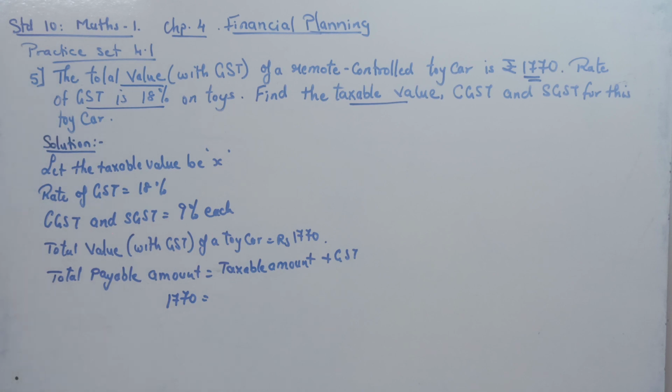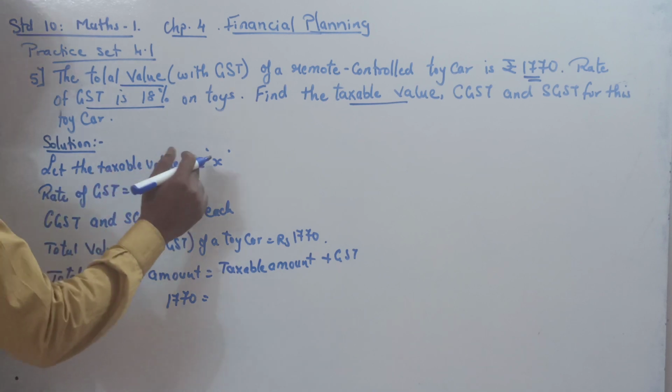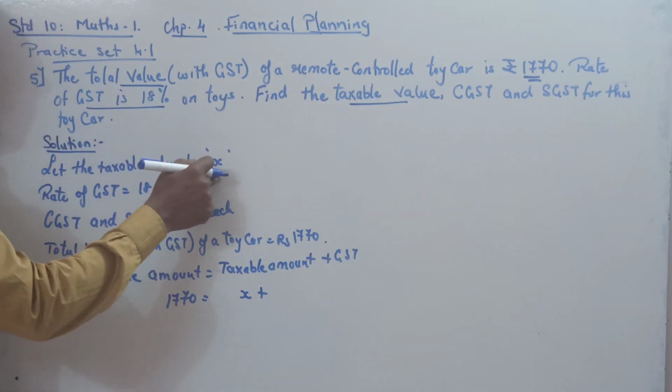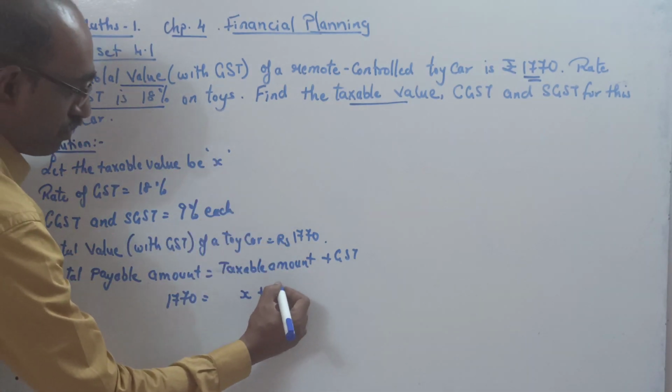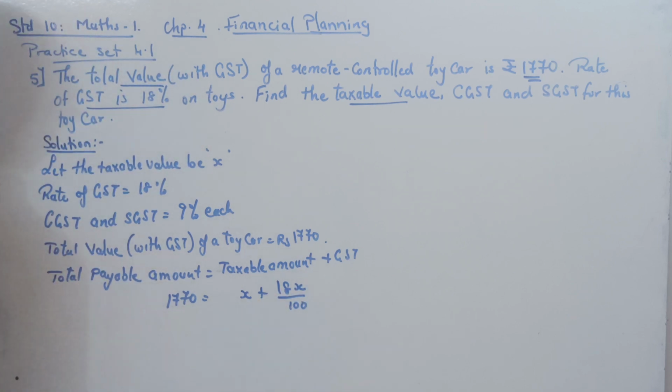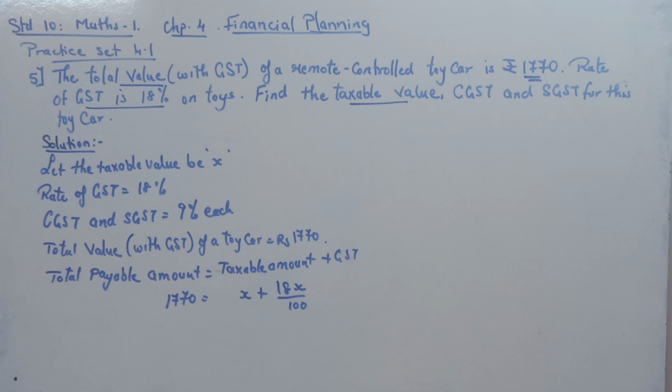Taxable amount we don't know. So taxable value is X. Plus GST is how much? 18% of taxable amount. So 18x upon 100. Here you have to take care. So this is a very important statement which you have to take care. Okay. Then afterwards you have to solve this equation. So how are you going to solve this equation?